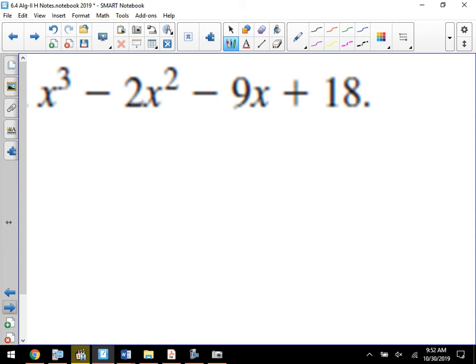What's the degree of this polynomial? 3. It's a third degree polynomial, which means how many terms could it have in its sequence? 4. It's always one more than the degree. Okay? It's always one more than the degree. It can have that many terms in the sequence.